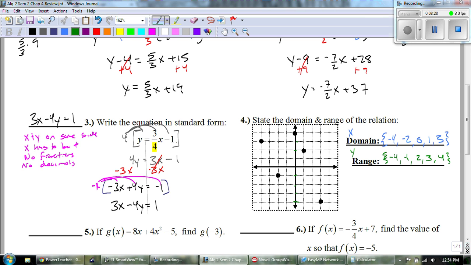Another way to do it is just look at each point, okay? My first point right here is negative 4, positive 3. My next point right here is negative 2, negative 1. Okay, my next point is 0, 4. And going through and just writing down all of these values, and then just make sure all the x's and the y's are in order from least to greatest.